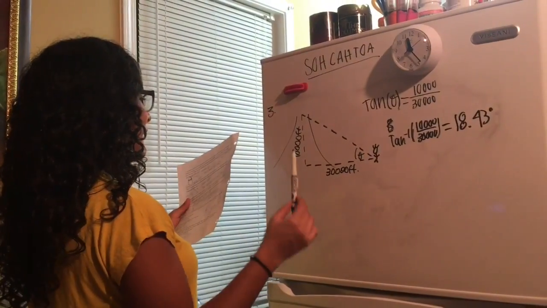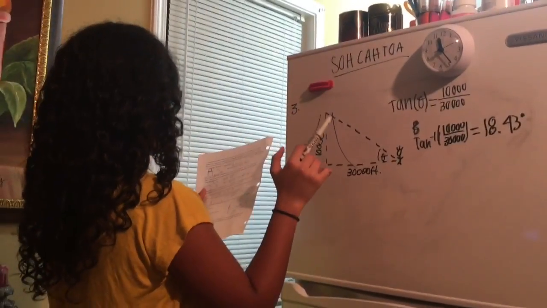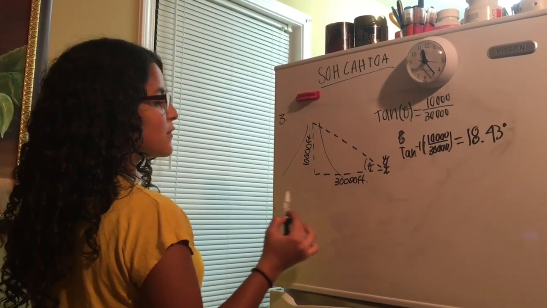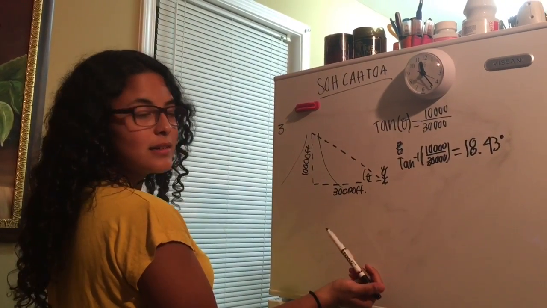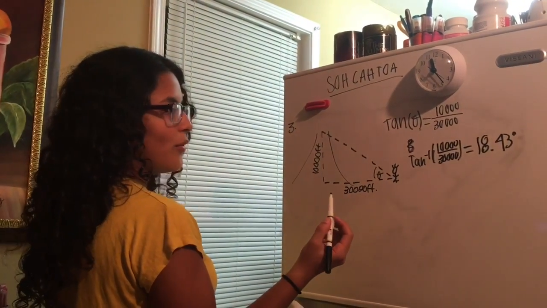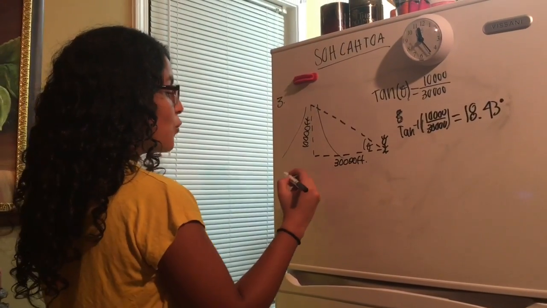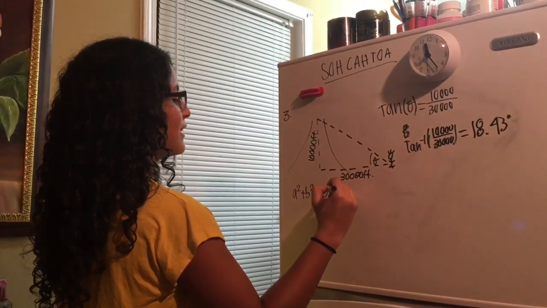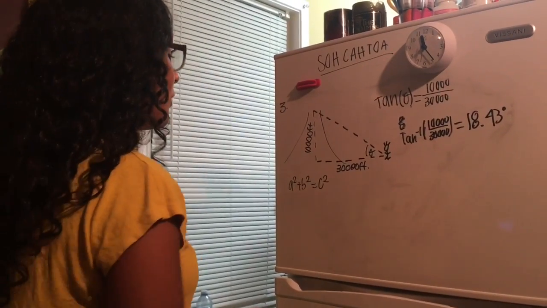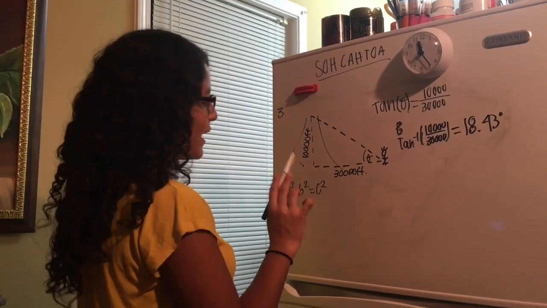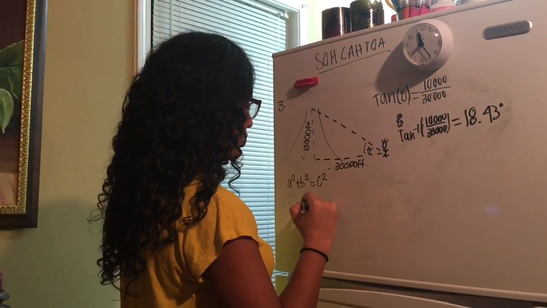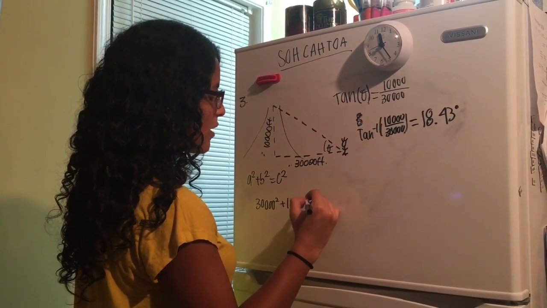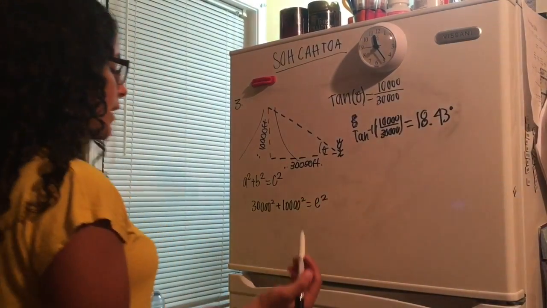Okay, B asks, what is the straight line distance from the beach to the peak? Do you know what we would use to find this? No. Oh, man. We would use the Pythagorean theorem. Because we have a and b, we would do 30,000 squared plus 10,000 squared equals c squared.